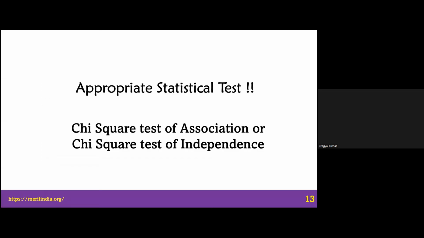So the appropriate statistical test for such a research question is the chi-square test of association, which is also known as the chi-square test of independence. We call it a chi-square test of independence because in the null hypothesis, we say that the 2 variables are independent of each other. So if we refute this, we say that there is association. Both of these are opposite to each other. That's why we have 2 names for this test.